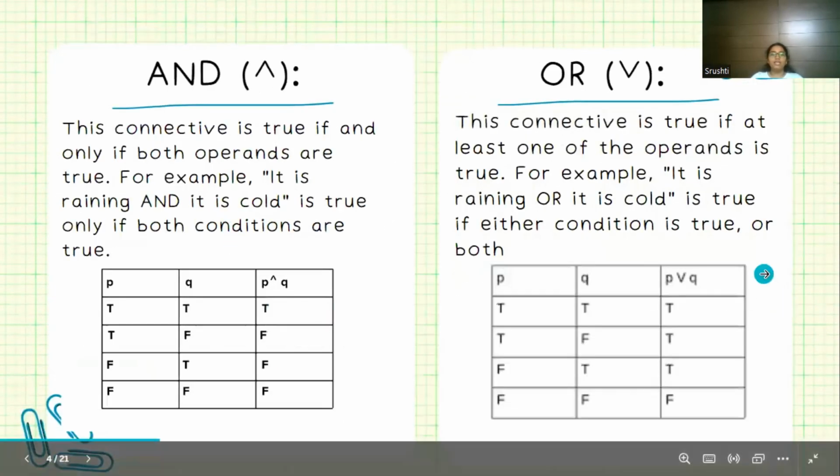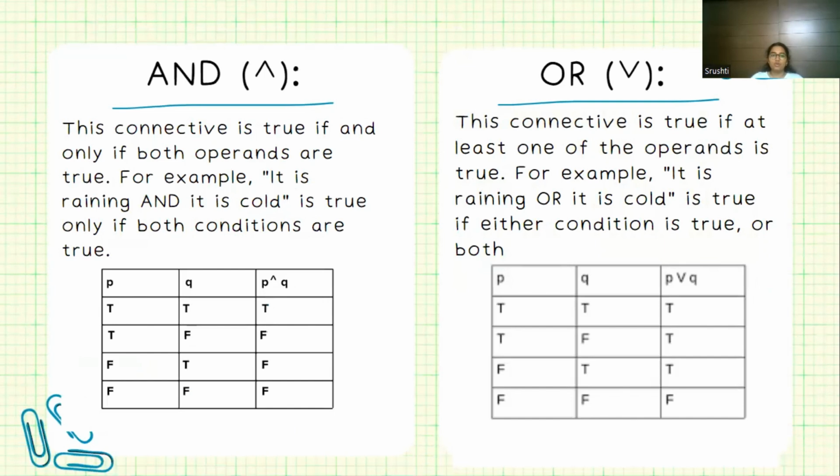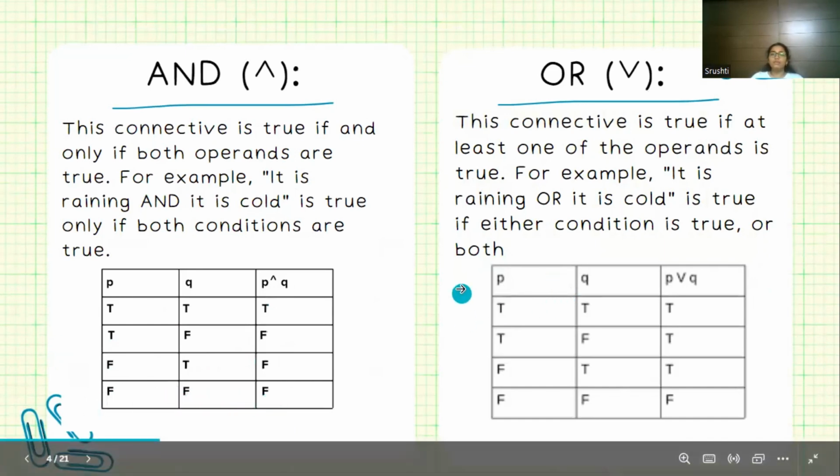So let's learn AND. This connective is true if and only if both operands are true. For example, it is raining and it is cold. It is true only if both conditions are true. You can see the truth table of AND: true, true, true; true, false, false; false, true, false; and false, false, false.